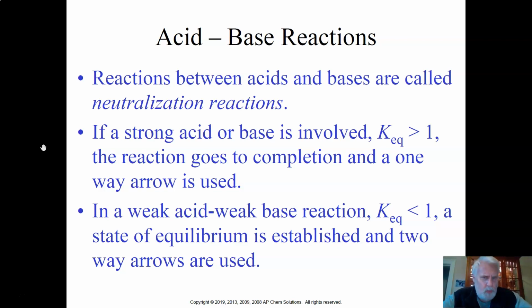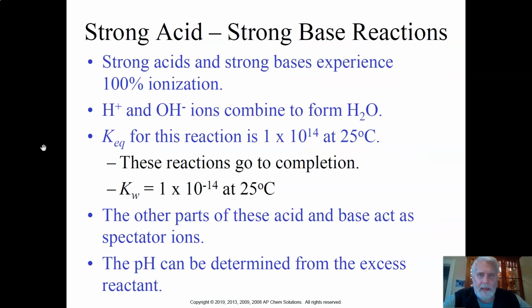And if you throw in a weak one, the equilibrium constant is going to be less than 1, and we'll have the double arrows, and that by its nature is going to complicate things a little bit. Okay, so let's start with strong acid, strong base. What's cool about this is they'll go to completion, and you have those hydrogen ions, as strong as it gets, and the hydroxide ions, as strong as it gets. And we know that the Kw will be 1 times 10 to the minus 14th.